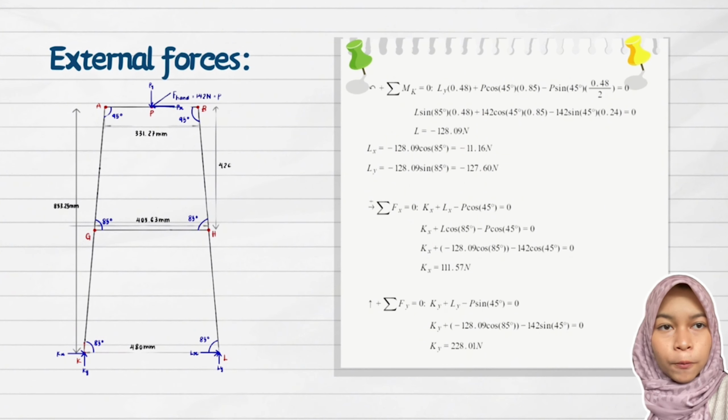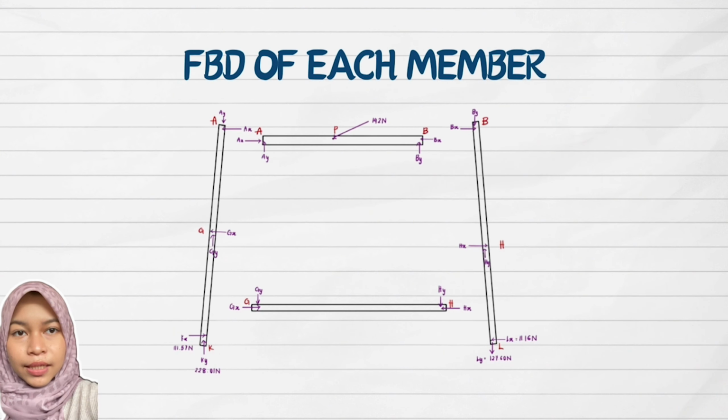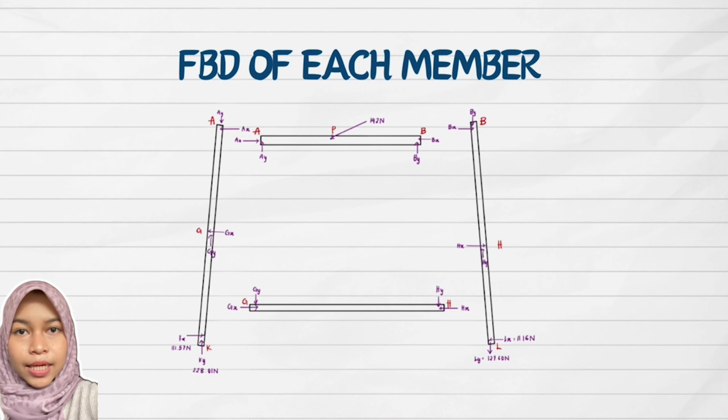Then, we proceed by operating the equations of static equilibrium to determine force on L. We assume the moment at K is in equilibrium to get the value of components of Lx and Ly. After that, we perform the summation of F in x direction equals 0. We will get Kx equals 111.57 Newton. We also do the summation of F in y direction, then we will get Ky equals 228.01 Newton.